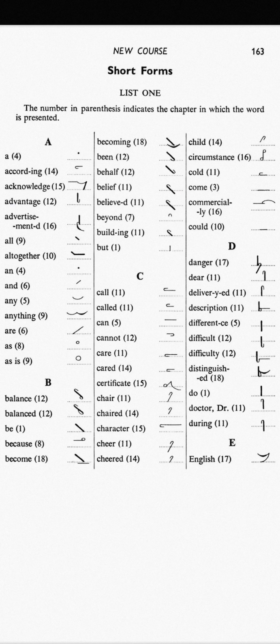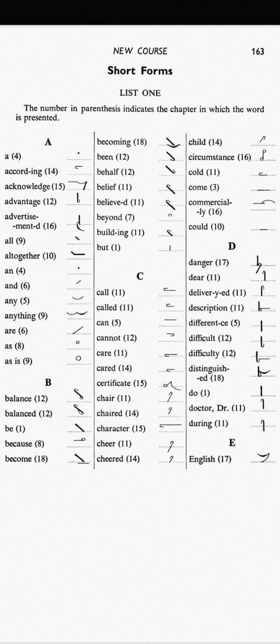Next is B. B with L hook with NS circle above the line for balance. B with L hook with NST loop above the line for balanced. B on the line for B. K with S circle above the line for because. B on the line K disjoint here for become. B on the line NG stroke disjoint here for becoming.